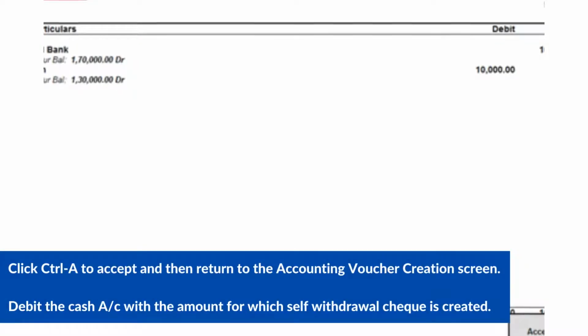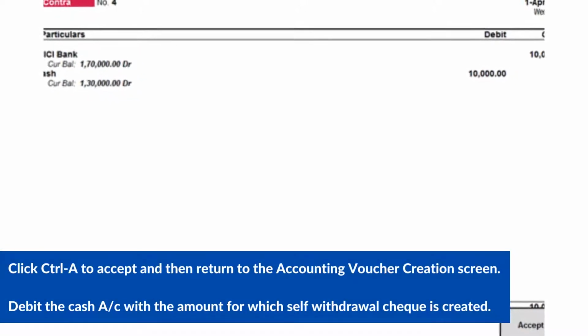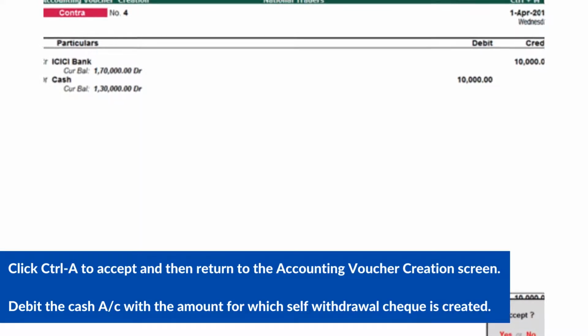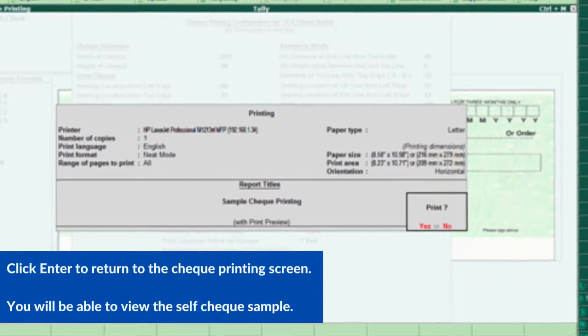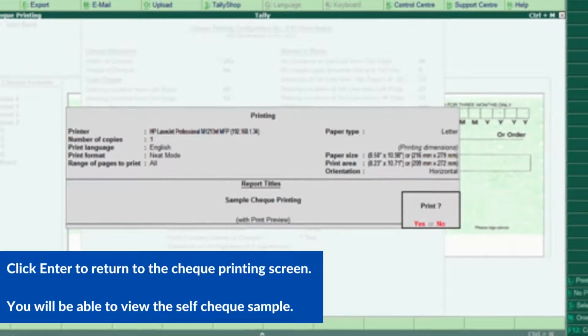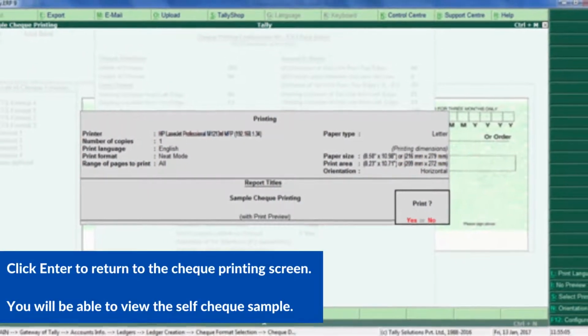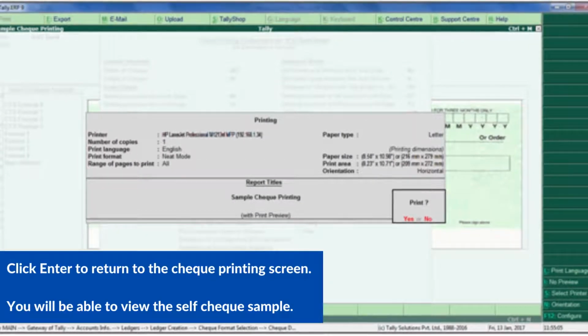Click Ctrl-A to accept and then return to the accounting voucher creation screen. Debit the cash account with the amount for which the self-withdrawal check is created. Click Enter to return to the check printing screen. You will be able to view the self-cheque sample. Click Enter to get the self-cheque withdrawal done successfully.